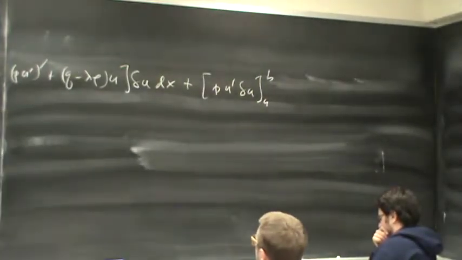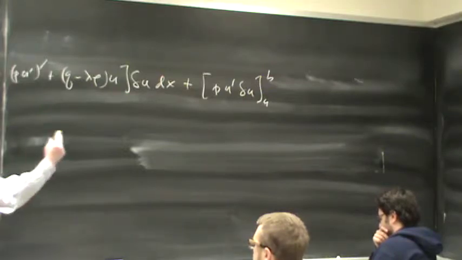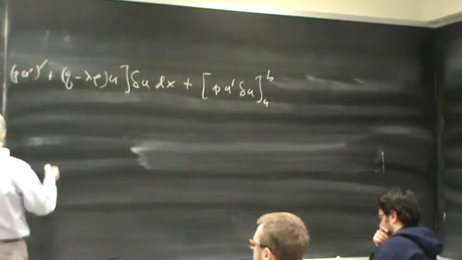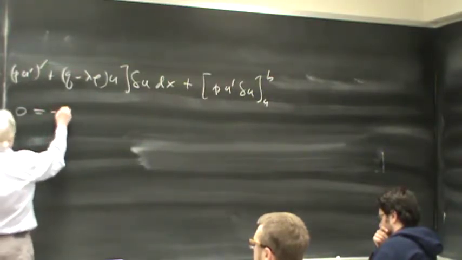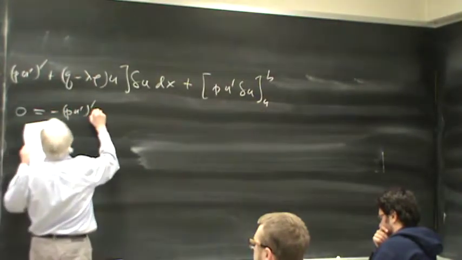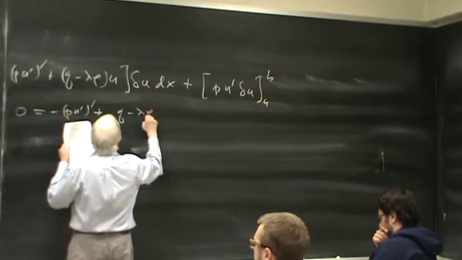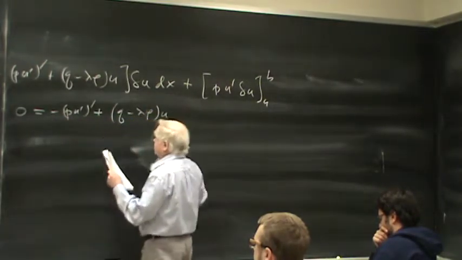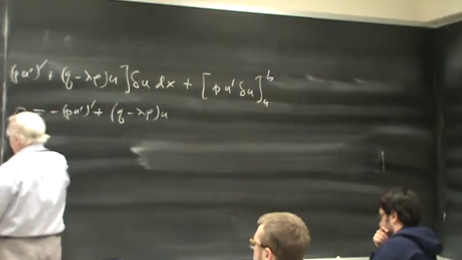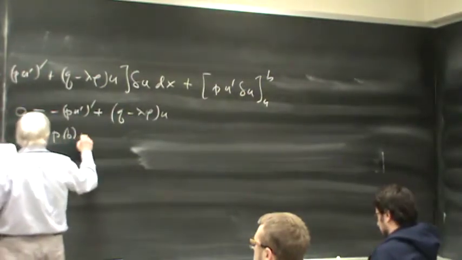Okay, so we've got two choices here. We can say that if we want E to be stationary with respect to all tiny changes in u, including at the endpoints, then what we have is 0 equals minus p u prime prime plus q minus lambda rho u equals 0, and what are called natural boundary conditions.